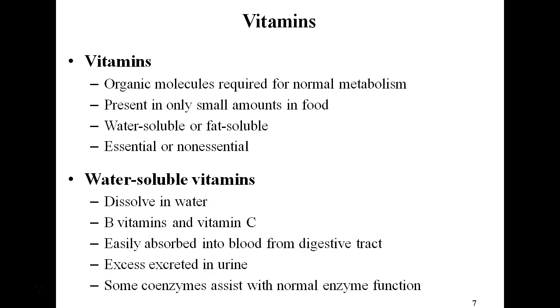Let's take a look now at those water soluble vitamins. As you probably are aware, the word water soluble means that it can dissolve in water. For example, B vitamins and vitamin C are water soluble. That means they can easily be absorbed into the blood from the digestive tract. We might recall that the blood primarily consists of water. Any excess vitamins will be excreted in the urine. We'll talk about that a little bit in the urinary system coming up.